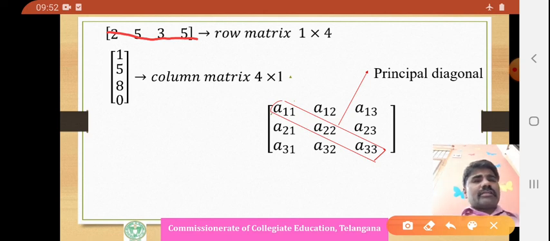In the same way, the second one is a column matrix. It has only one column, that is 1, 5, 8, 0, and 4 rows. This is called a column matrix. Its order is 4 by 1.